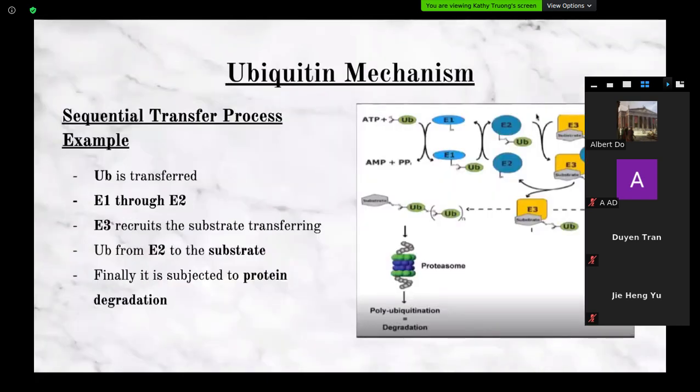So here I'm going to go over a brief example of a ubiquitin mechanism and protein degradation. You can see in the image, ubiquitin is transferred from E1 to E2. E3 then recruits the substrate. Ubiquitin is then transferred to the substrate. Finally, it is able to go through protein degradation.